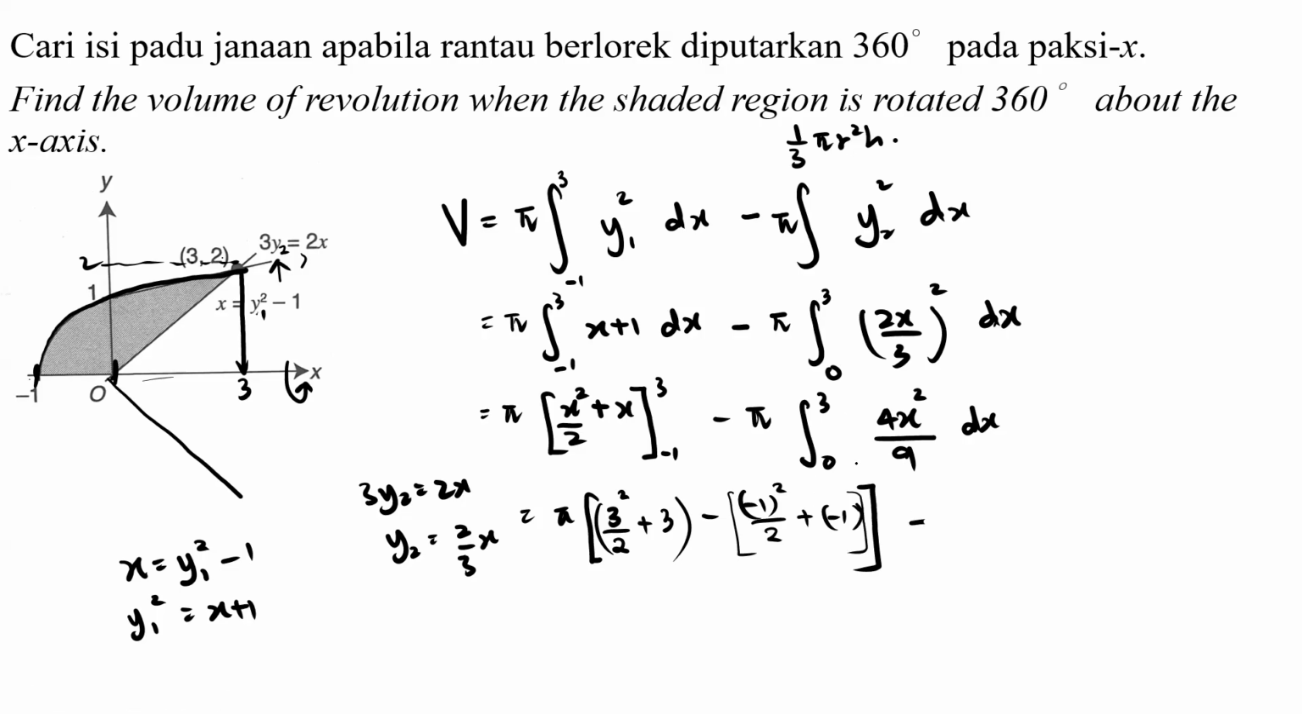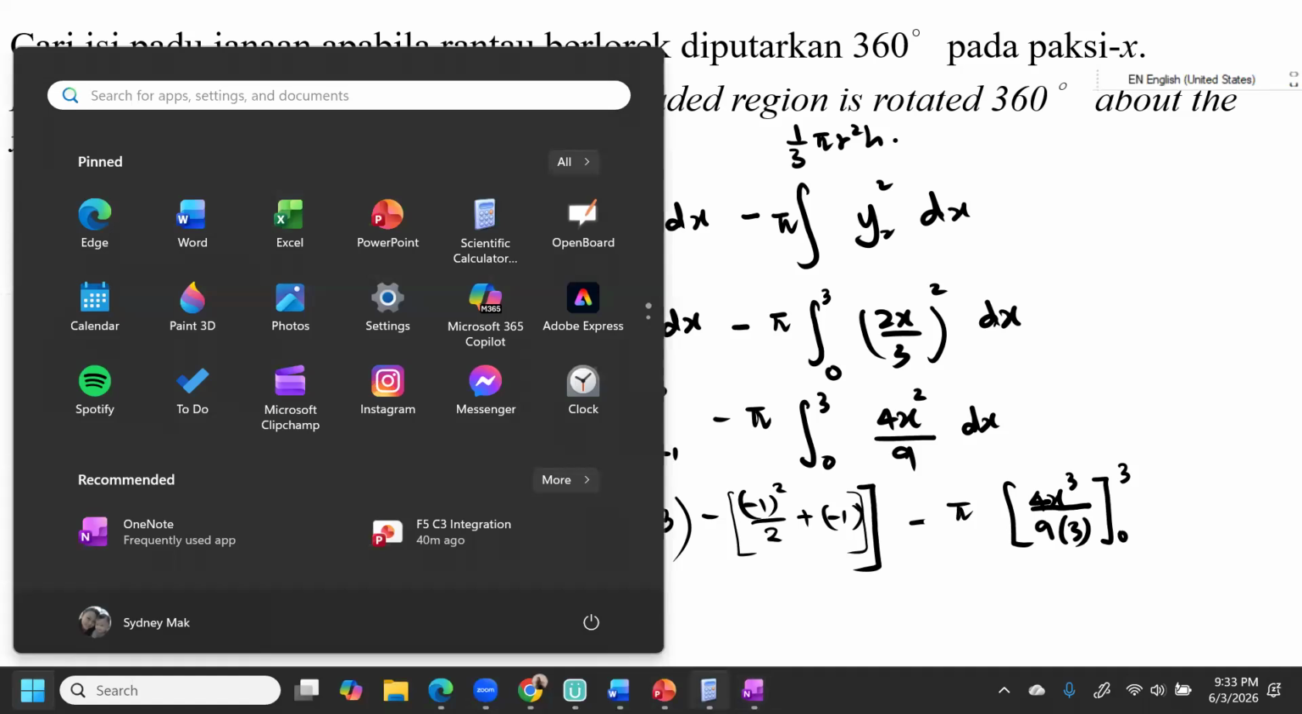And then minus, now I integrate this. I can take out the 4 over 9. I am left with the x squared inside, yeah? So integrate the x squared. Okay, never mind, I don't want to write so many lines. Alright, so 4x cubed over 9 divided by 3, from 0 to 3. So over here, use calculator. Don't want to waste time.